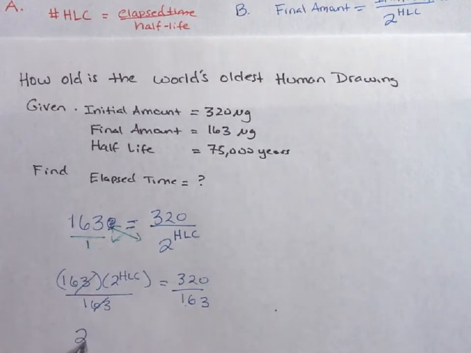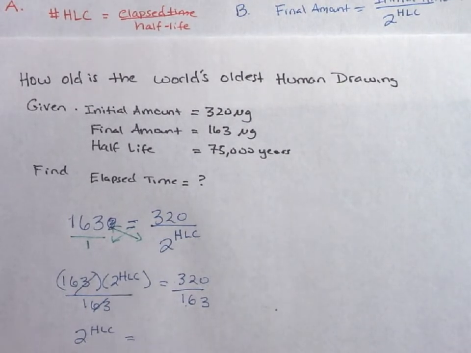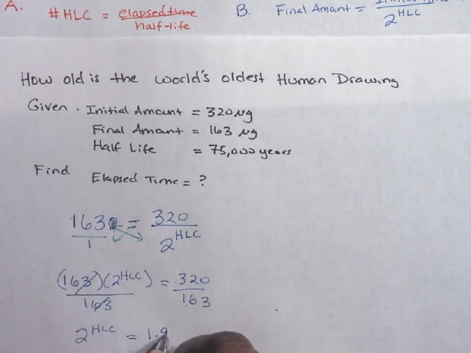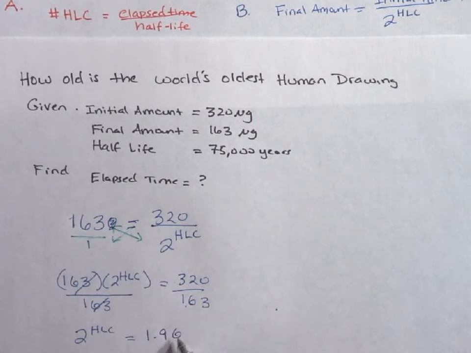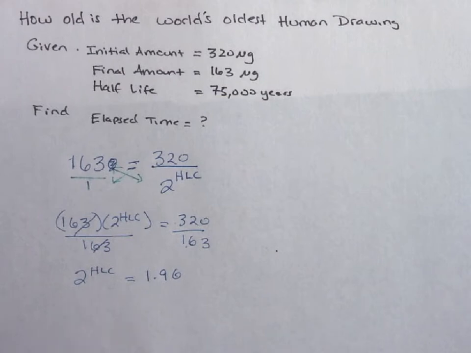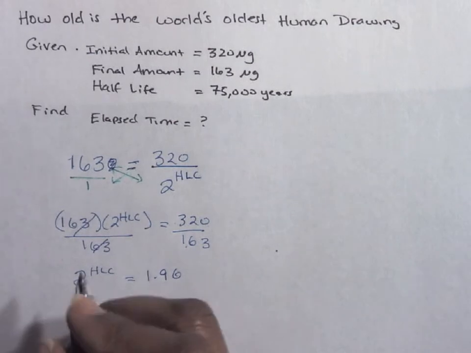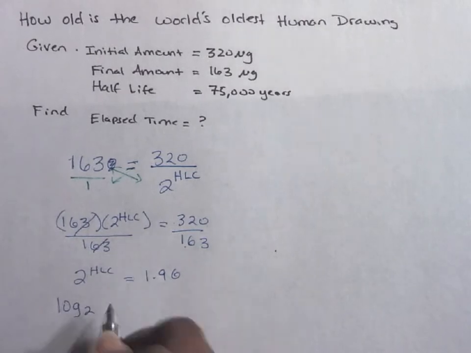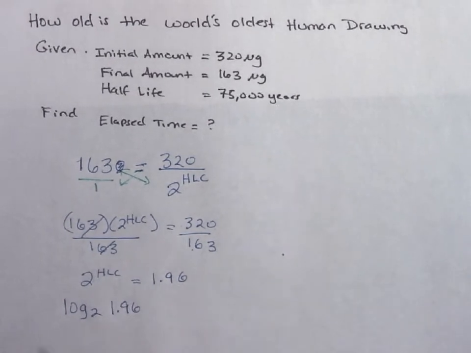And now what I have is 2 raised to the power of HLC is equal to 320 divided by 163, which when I plug that into my calculator, I get 1.96. Okay, now since my unknown is a power, an exponent, to solve for that, I'll use the inverse operation of an exponent, which is a log with a base of 2. So what I'm using here to solve is log base 2 of 1.96 is equal to my HLC.